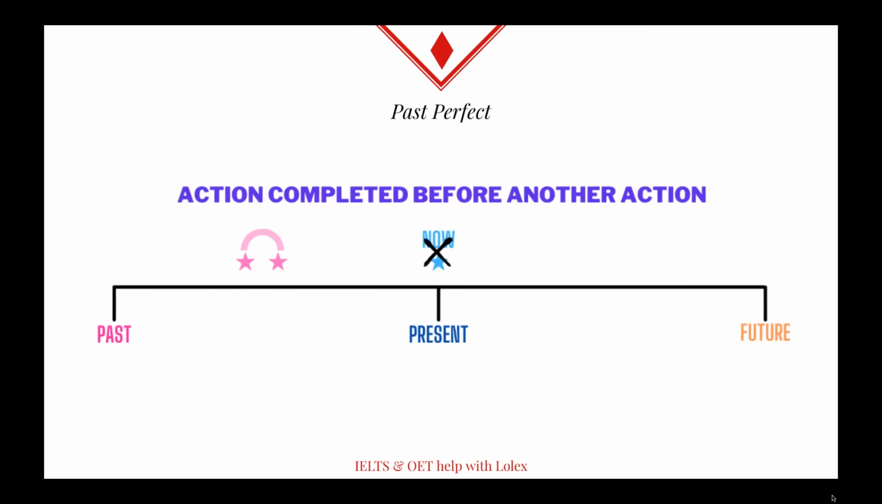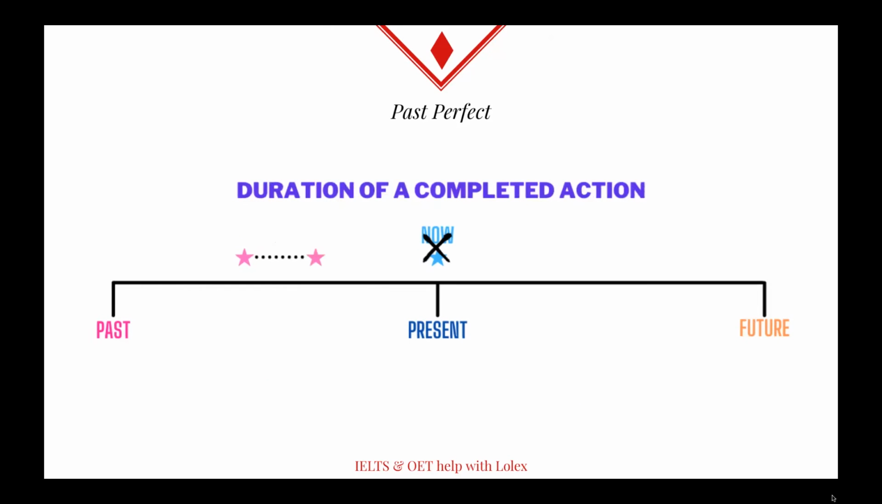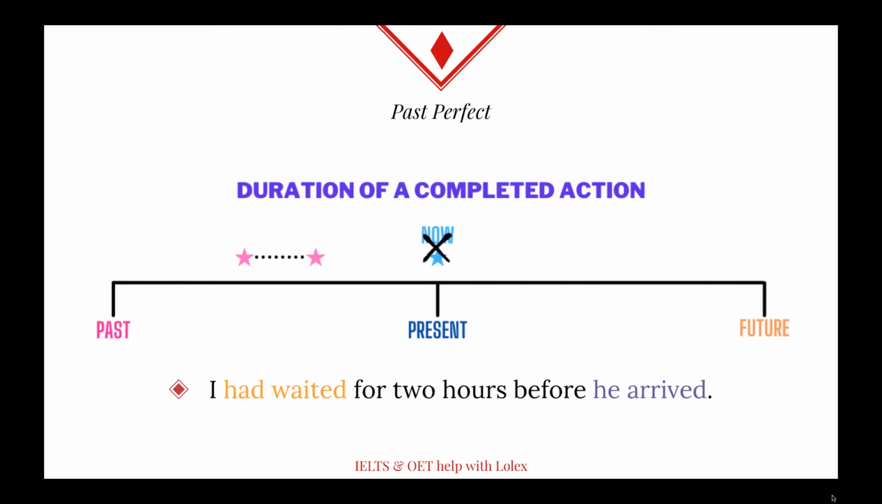The past perfect can be used for two main reasons. The first one is when an action is completed before another action. For example, I had eaten before she arrived. The second use for the past perfect tense is to demonstrate the duration of a completed action. For example, I had waited for 2 hours before he arrived.